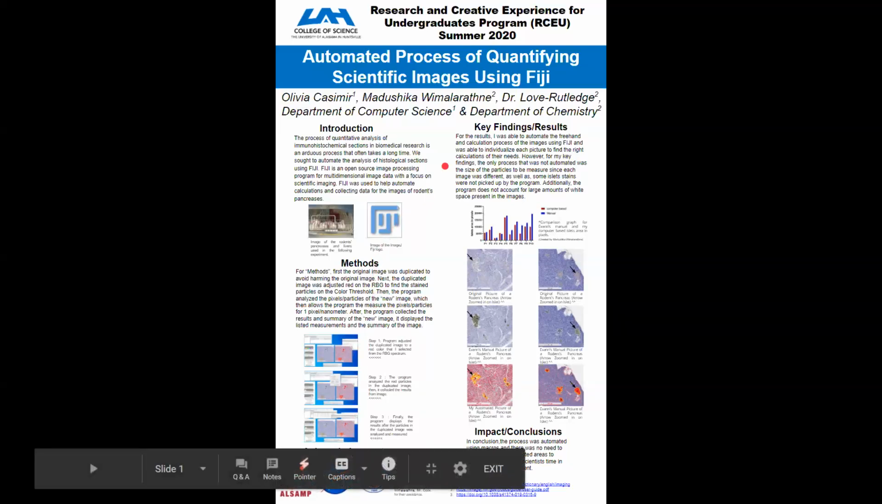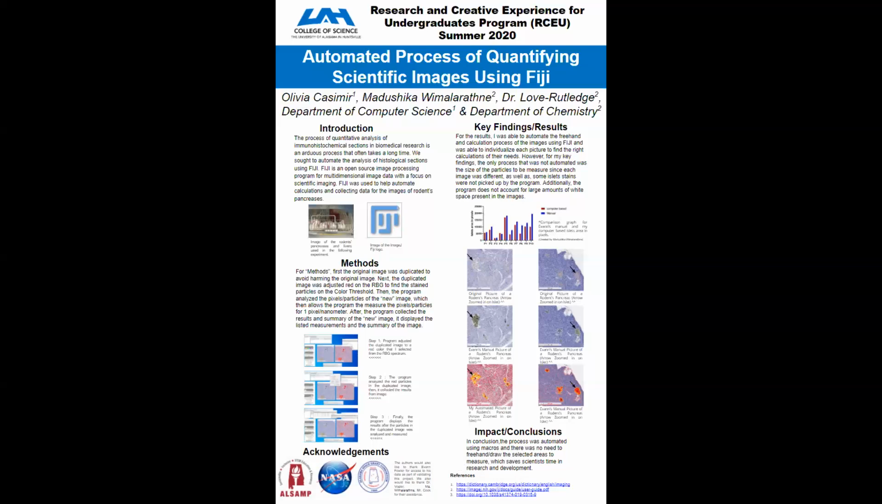For my key findings and results, I was able to automate the freehand drawing and calculation process of images using my program with IJ1. However, the only process that was not automated was the size and selection of the particles, which means that I have to individually go per picture to select a certain particle size to make sure the particles were selected as best as can be to cover the stained islet. Additionally, the program did not pick up the majority of the white space, which is actually beneficial to the experiment.